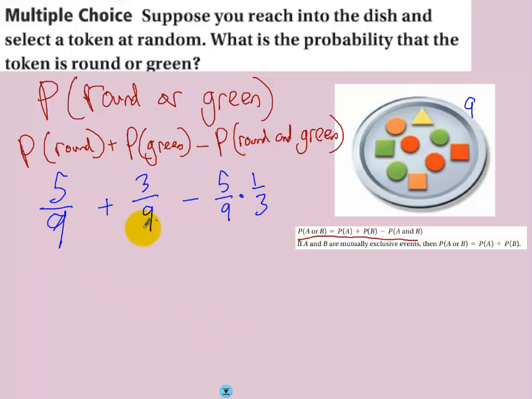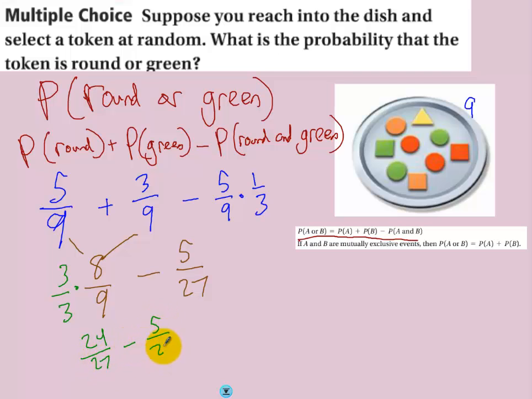So let's combine terms and simplify this. These two fractions right here are going to add up to 8/9. Those two combined, 5 plus 3, is 8/9. Now this is going to be subtracting 5 over 27. I want to make these common denominators, so I'm going to multiply the left fraction by 3 over 3. So you're going to get 24/27 minus 5/27, which will get you 19/27. And that will be your answer.